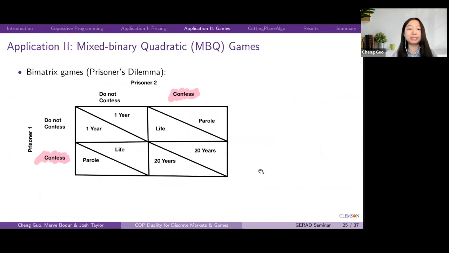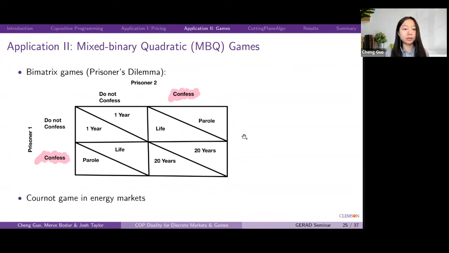Our second application is on mixed binary quadratic games. This is a type of non-convex game. And an example of a mixed binary quadratic game is the bimatrix game. For example, the famous prisoner's dilemma is a type of bimatrix game where two prisoners need to decide whether to confess, and the optimal solution for them isn't the Nash equilibrium solution for them. Also, the Cournot game in the energy market is another type of mixed binary quadratic game where we do have binary decisions in the game.